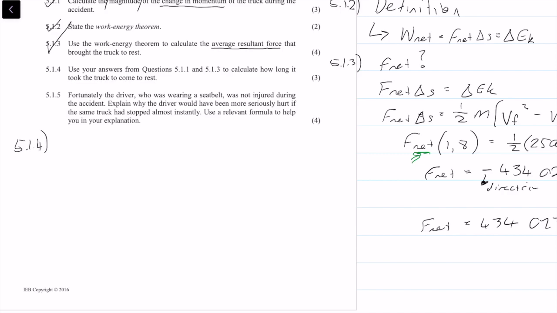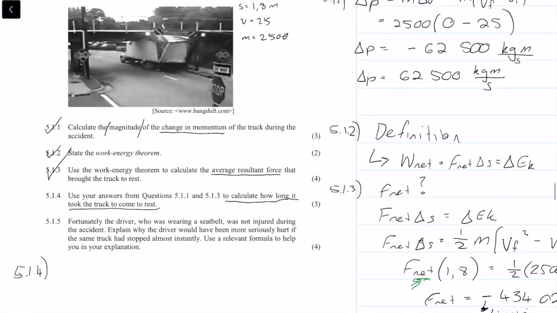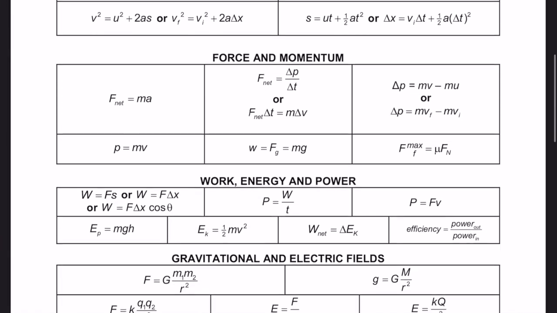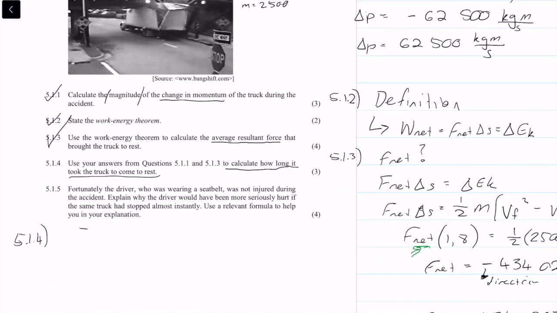Okay, so question 5.1.4 says use your answer from 5.1.1 and 5.1.3 to calculate how long it took the truck to come to rest. So how long? Let's go to our formula sheet. We're looking at the momentum section. We calculated the F net and we know what change in P is, so we can use the first row second column equation. F net is equal to change in P over change in T. If we use that as our governing equation, we get F net is equal to change in P over change in T, because we want the time.